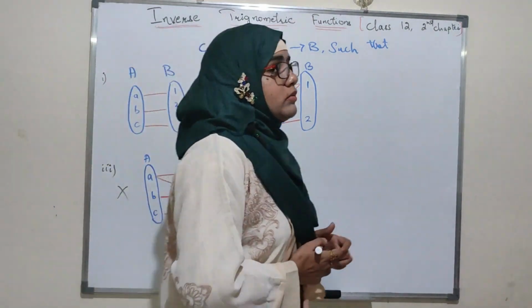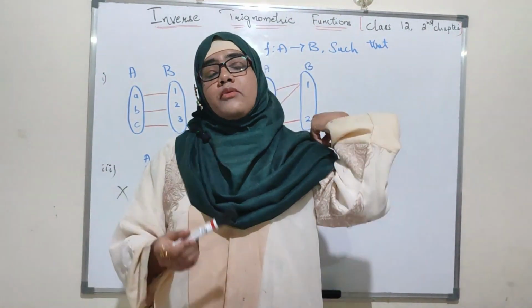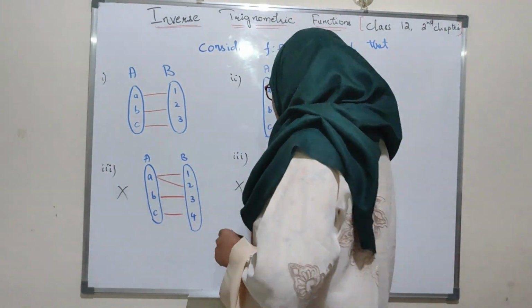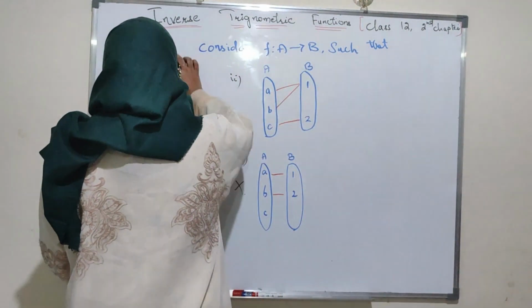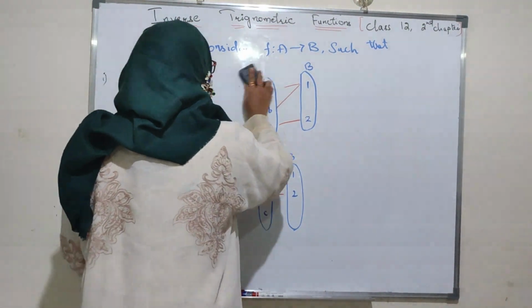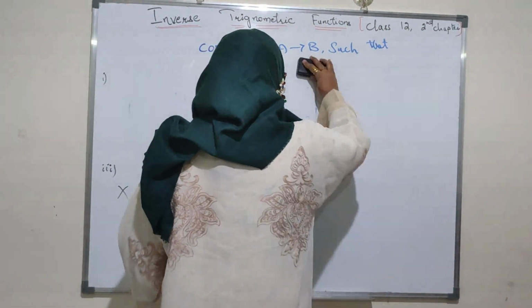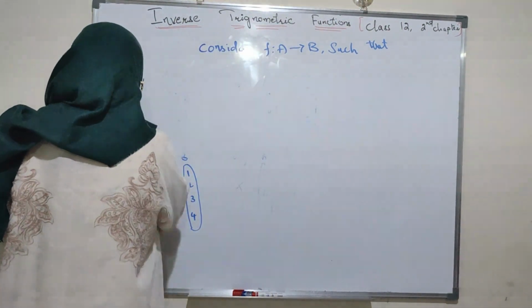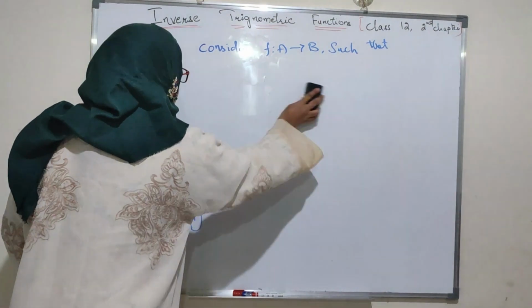So now, what is one-one and onto? You have studied this in the earlier chapter. We will discuss some basic concepts so that it will be easy for you to understand the remaining concepts. Now consider the case: what is a one-one and onto function?